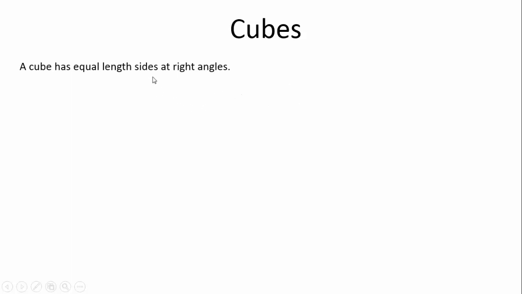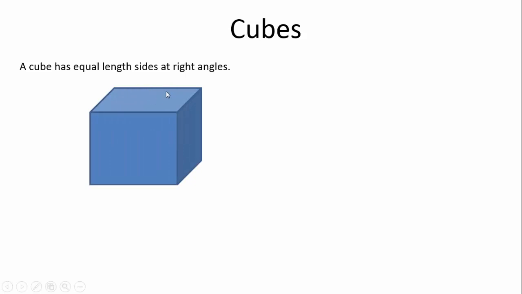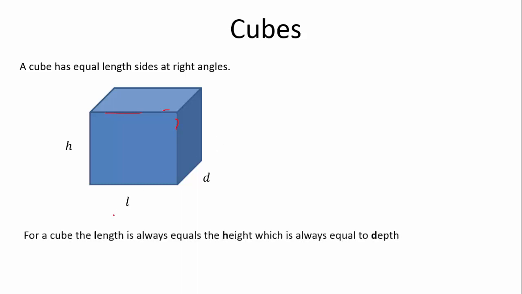A cube has equal length sides at right angles, right? What does that mean? You've probably seen this before. That is a cube. The sides all have equal lengths, and they're all at right angles or perpendicular to each other. So it has a height, a length, and a depth, right? But for a cube, the length, L, is always equal to the height, H, which is always equal to the depth, D. Length equals height equals depth.